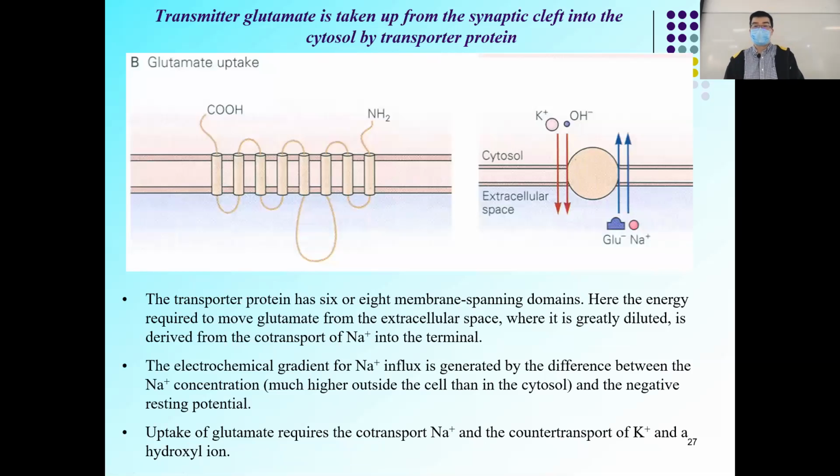Now let's look at it a little bit more. These are the transmembrane structures, and you can see that in the cytosol there is more potassium and hydroxide ion, going in, and the sodium ion will come out as well, so as to take up the glutamate into the cytosol. This is in the synaptic terminal, where after release the glutamate needs to go in really quickly, in order to inactivate it. Okay.